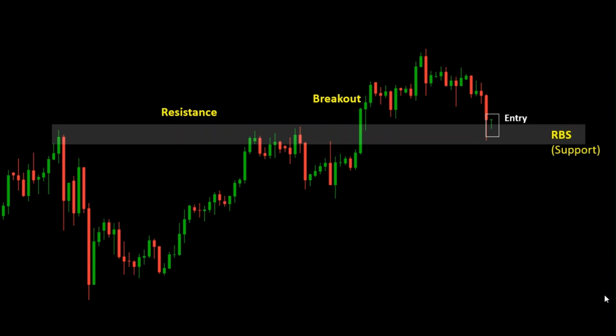Place your stop loss below the low of the confirmation pattern and target the next resistance for take profit.